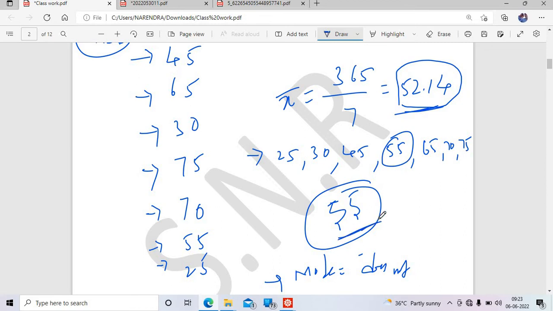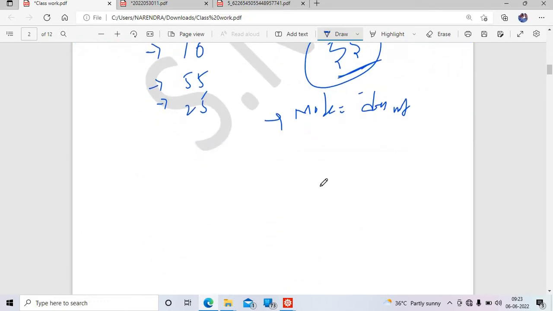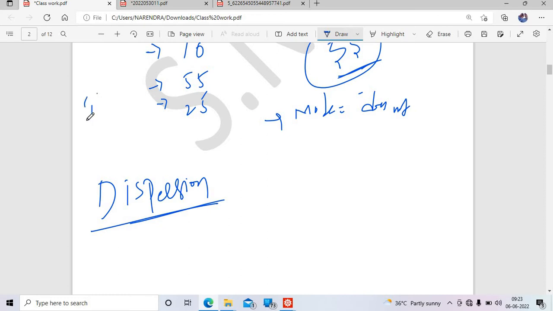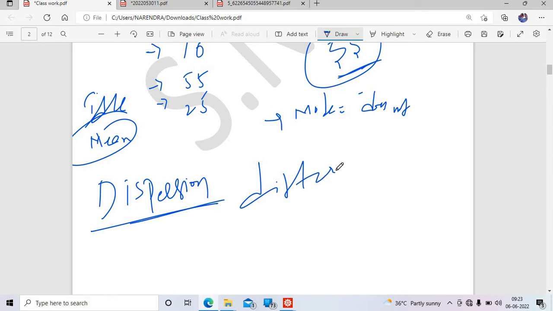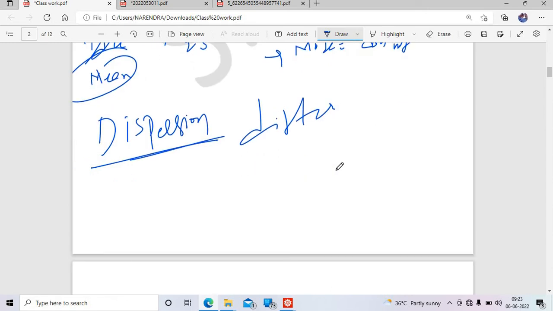So these are the three measures of central tendency. Next we have dispersion measures. In central tendency, the most important and ideal measure is the mean. So what is dispersion? It is the difference between values from their average. You can also use the word scatteredness: the difference between the values from their average.